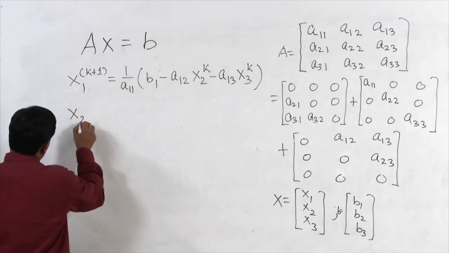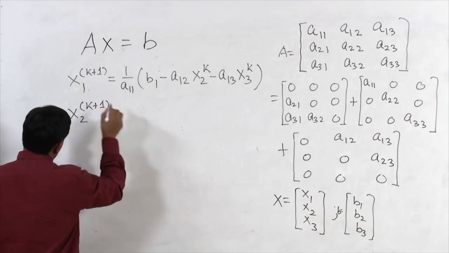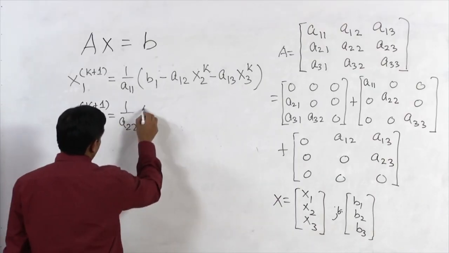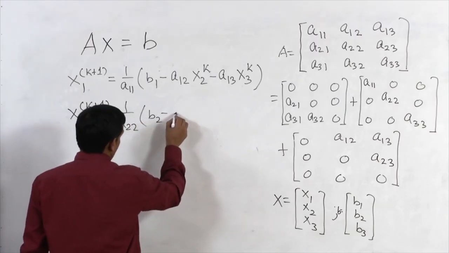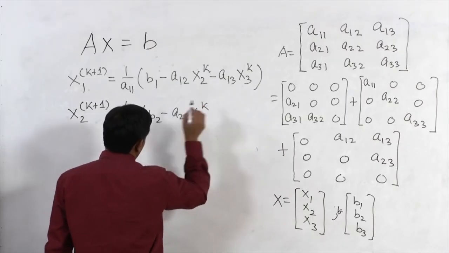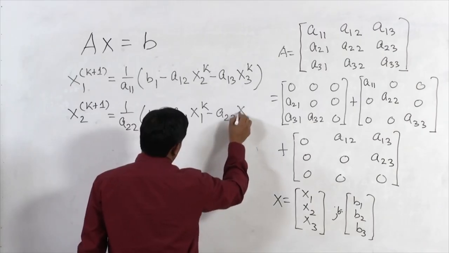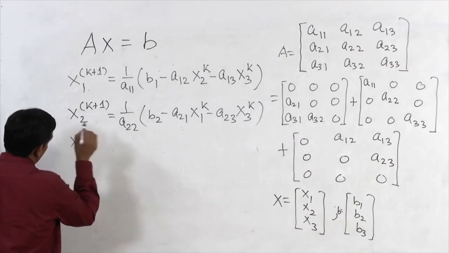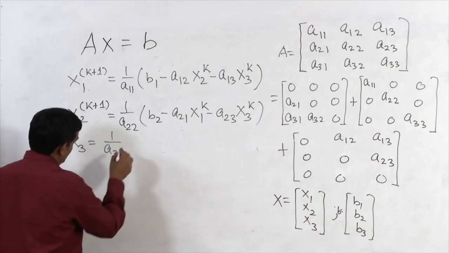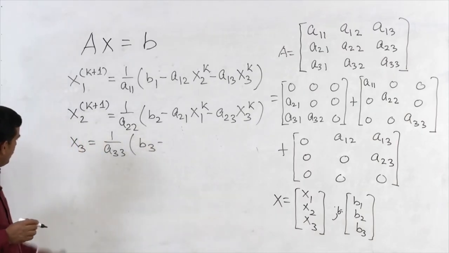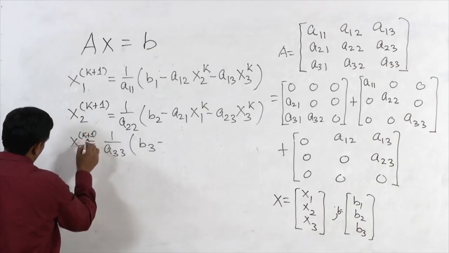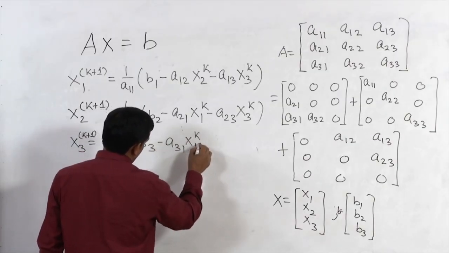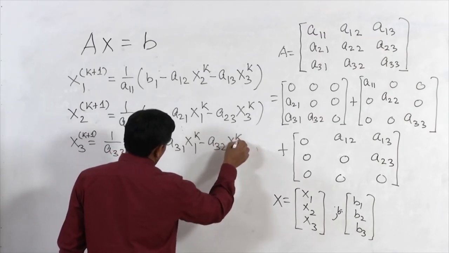Similarly, from the second equation, we can get the iterative equation for the variable x2, and it is given as 1 upon a 2 2 into b 2 minus a 2 1 x 1 k minus a 2 3 x 3 k. Finally, from the third equation, I can write the iterative scheme for x 3. So, x 3 k plus 1 equals 1 upon a 3 3 into b 3 minus a 3 1 x 1 k minus a 3 2 x 2 k.